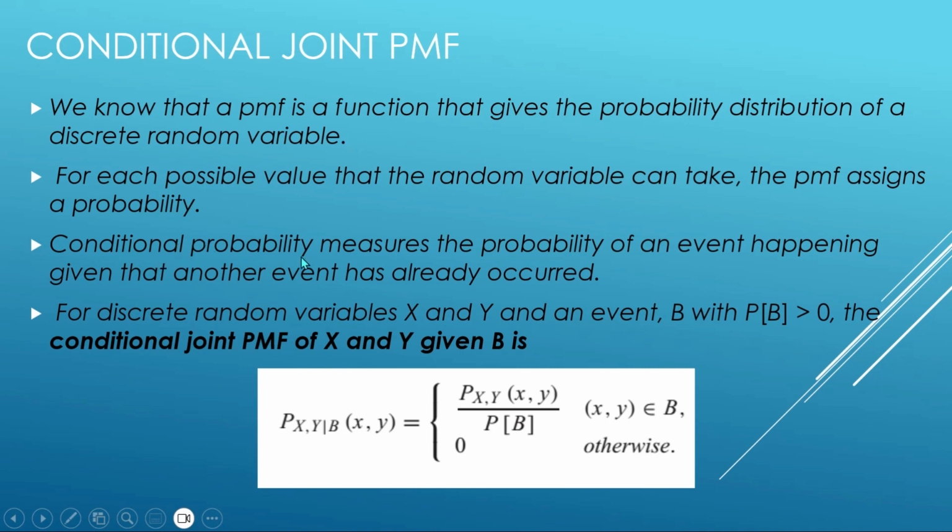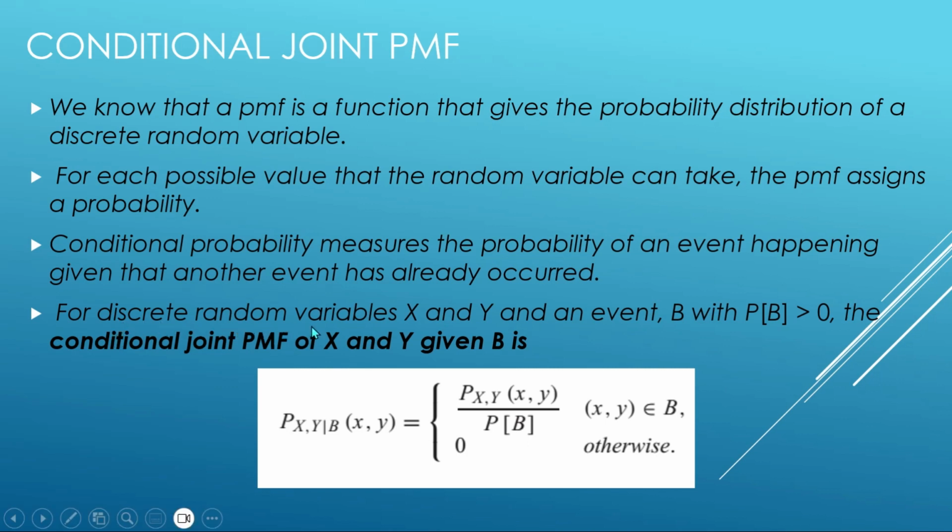And conditional probability means to measure the probability of an event happening given that another event has already occurred. It means what is the probability of event A to occur given that event B has already occurred. So the probability of event A depends on the probability of event B. We have learned about conditional probability in detail in previous lectures. One can refer to those lectures if he doesn't understand conditional probability over here.